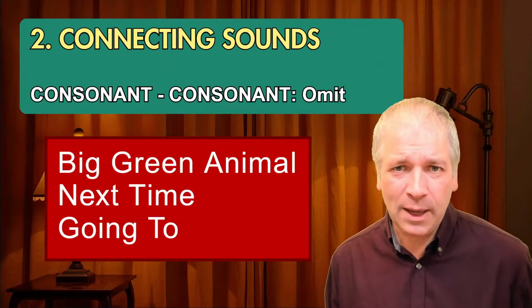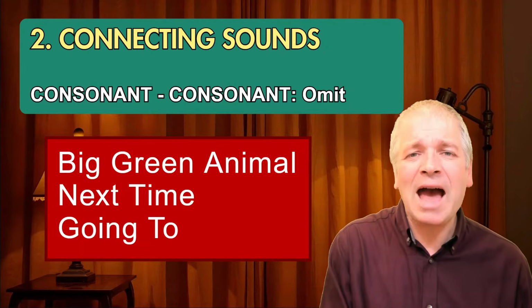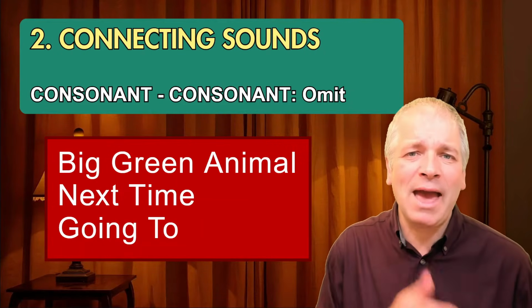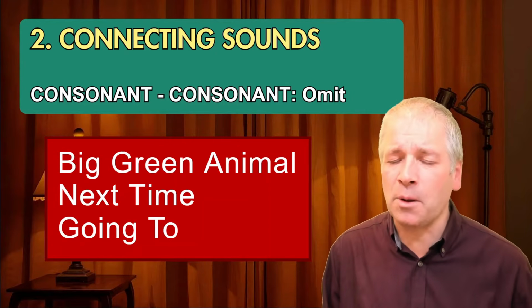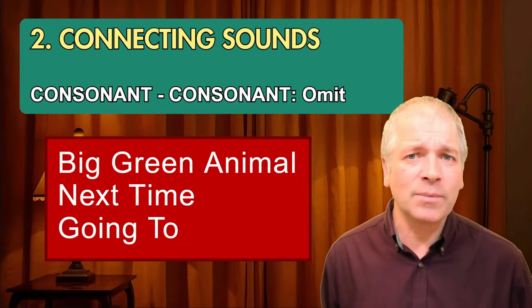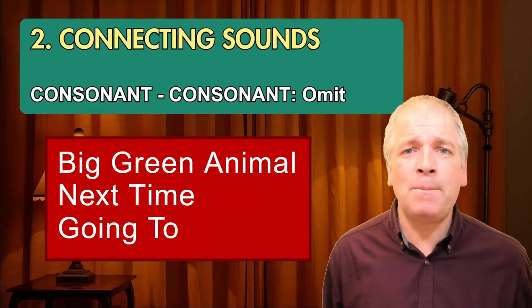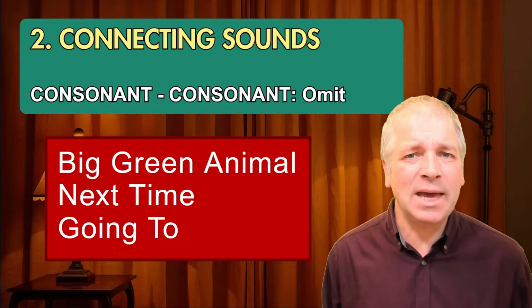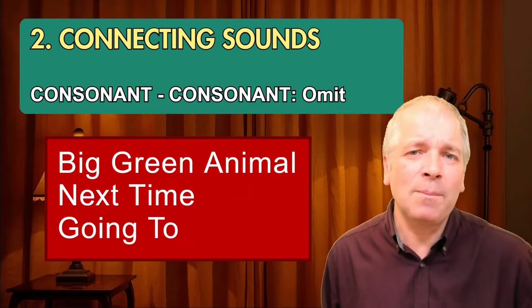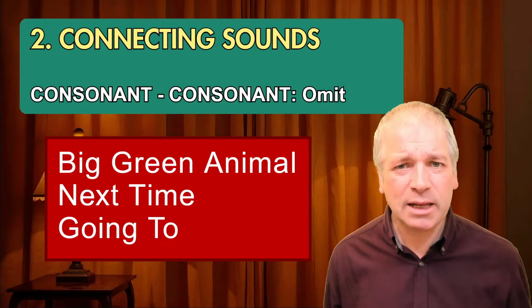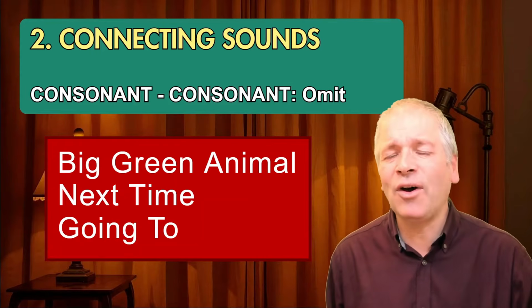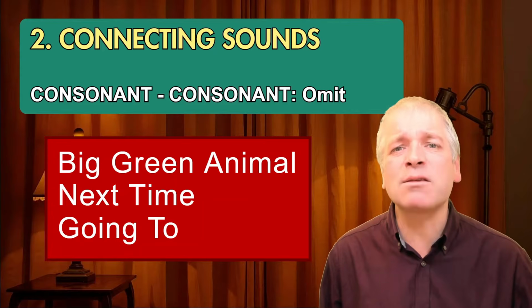In the first 2 here, the first word has the same letter at the end as the beginning of the next word, big and green. So in this case, we'd say big green. We wouldn't say big green. We'd make it quicker by joining them together. In the second example, next and time. Join them together, next time.